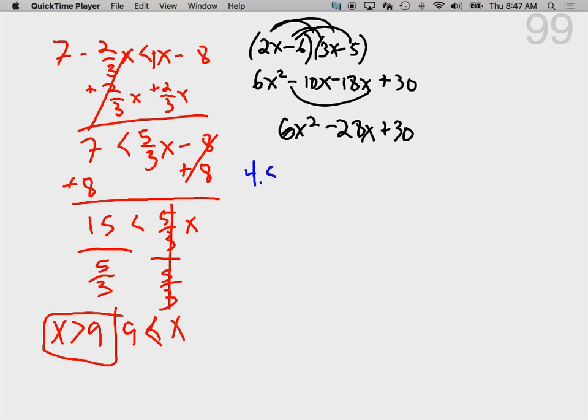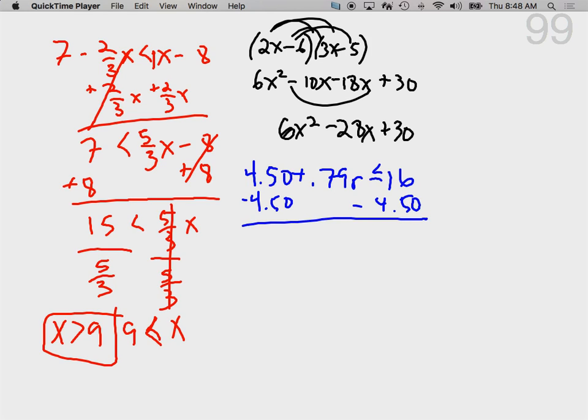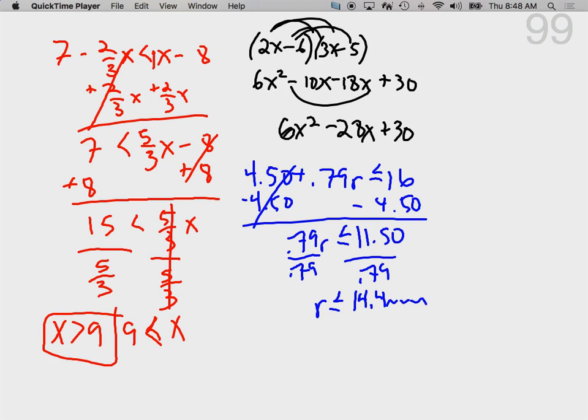So 4.50 plus 0.79R is less than or equal to $16, because that's how much he goes to the carnival with. I subtract the 4.50 from both sides. A little algebraic application here. 0.79R is less than or equal to 11.50. Divide by 0.79, and I come up with R is less than or equal to 14.4 something or other. I don't remember what the calculator said. It was like 14.55, okay.